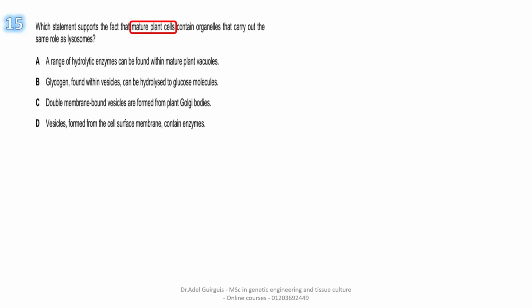Firstly, we deal with mature plant cells and lysosomes. Lysosomes are found in animal cells. All animal cells contain lysosomes. Lysosomes contain a wide range of hydrolytic enzymes, proteases, carbohydrases, lipases, all of these enzymes found in lysosomes. Lysosomes are formed from Golgi bodies as single membranous structures. Okay, what is the similar structure or organelle inside mature plant cells that does the same role as lysosomes?